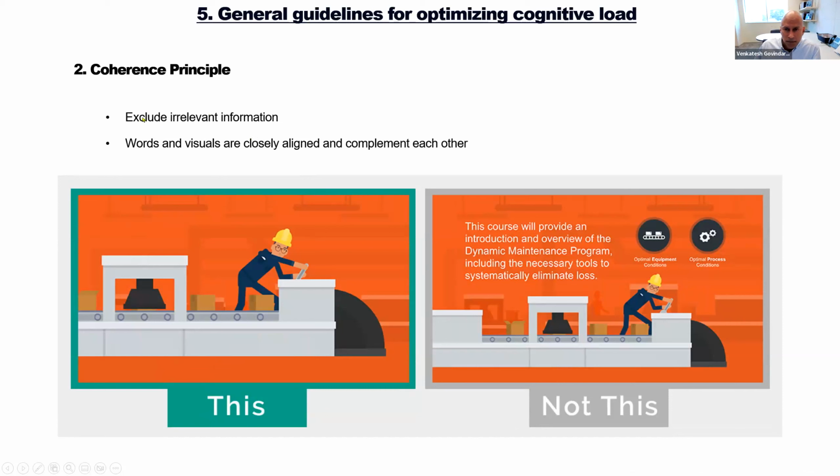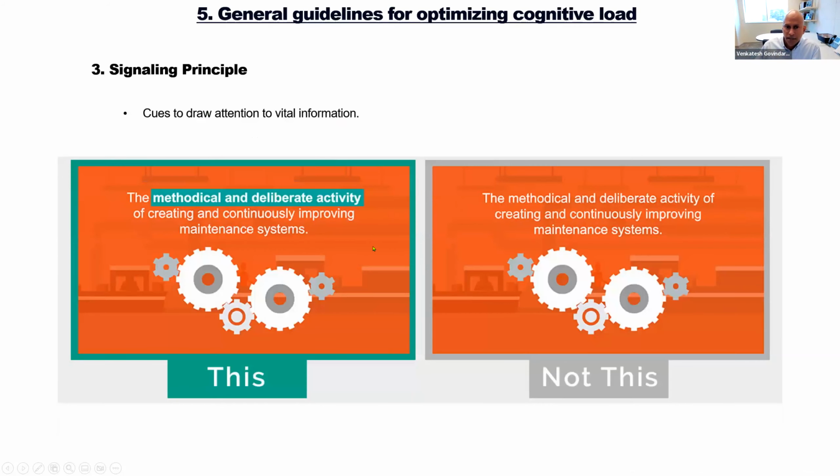Then the coherence principle, this is essentially to reduce extraneous cognitive load. So basically deletion of extraneous information, and to present words and visuals as being closely aligned, or at least they should complement each other, either on a slide or on a printed text. The signaling principle, this is, again, to reduce extraneous cognitive load, and students learn better if they're explicitly shown what to pay attention to, either on a slide or on a printed page, by use of highlights, arrows, and other kinds of cues.